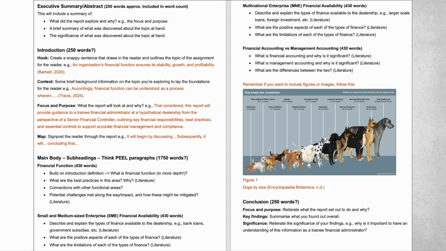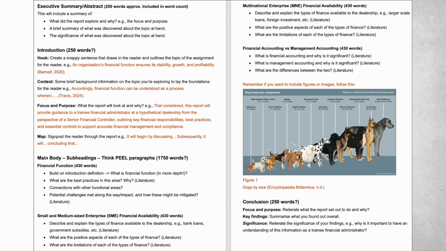Use the literature. M&Es, financial availability, 430 words. The same structure. Describe and explain the types of finance available. Use the literature. What are the positive aspects? What are the limitations? Use the literature.